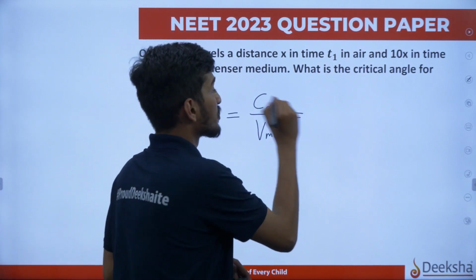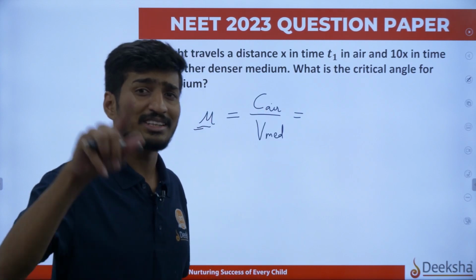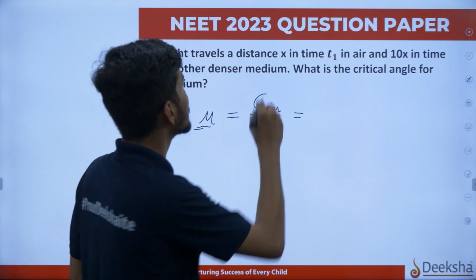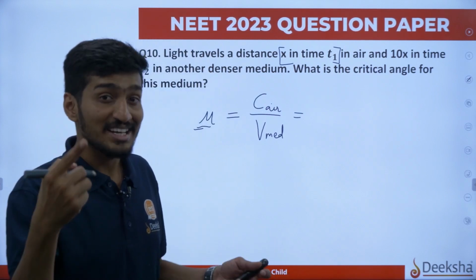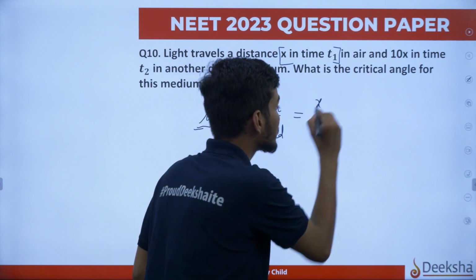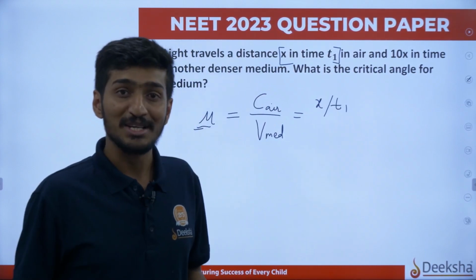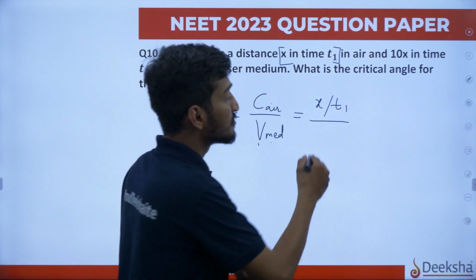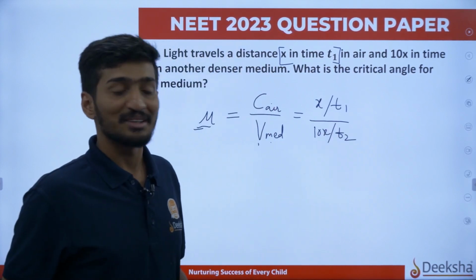Okay. So what is the speed of light in air? Don't give me the value. Don't give me 3 into 10 to the power 8. Just look at the context in the question. It says x distance in t1 time in air. So again I ask, what is the speed of light in air? It is traveling x distance in t1 time. So that's the speed, x by t1. Next, velocity in the medium. Now I don't need to repeat myself, 10x by t2, isn't it?